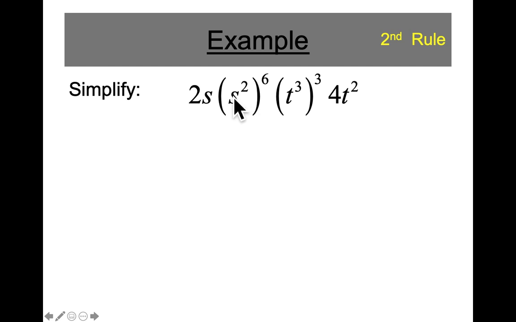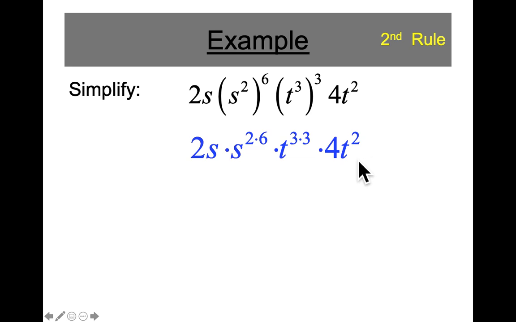In this case, we have 2 times s. This is actually s to the first, so there's an exponent of 1 on this s. Then s squared raised to the 6th power, t cubed raised to the 3rd power, and 4 times t squared. So we have lots of things to keep track of here. We've got our 2, then we take s raised to the 2 times 6, and then t raised to the 3 times 3. Then we bring our 4t squared down.